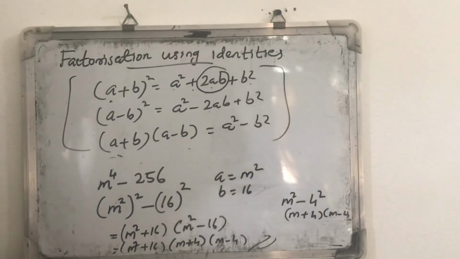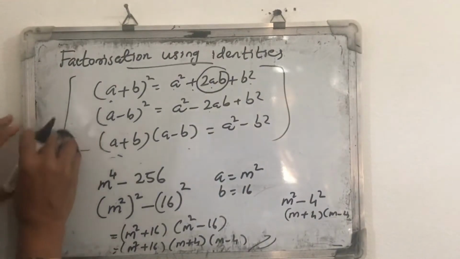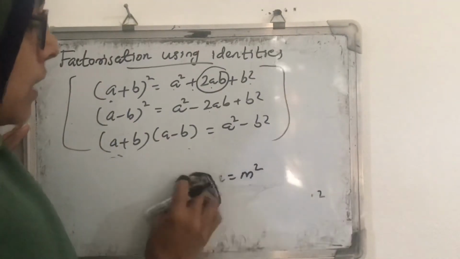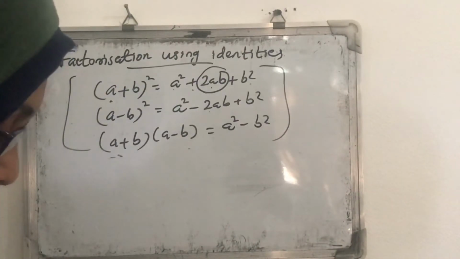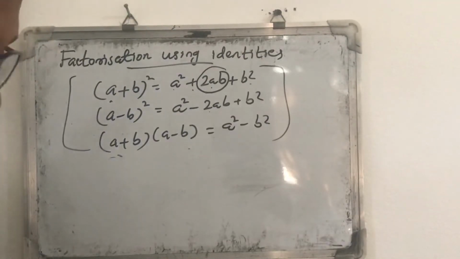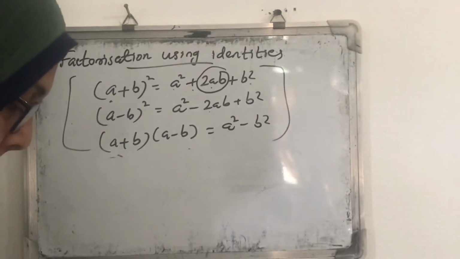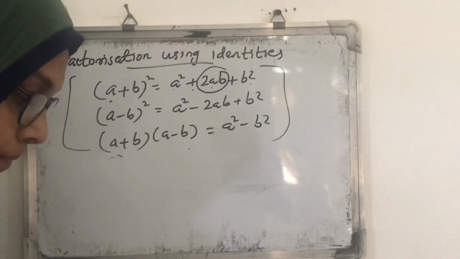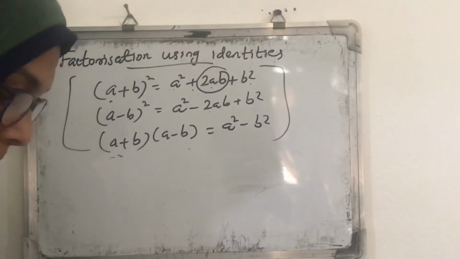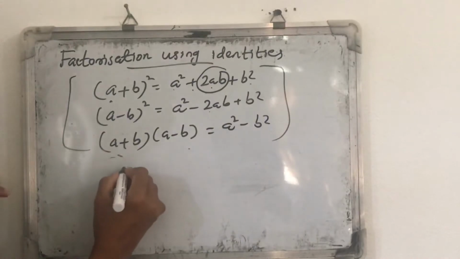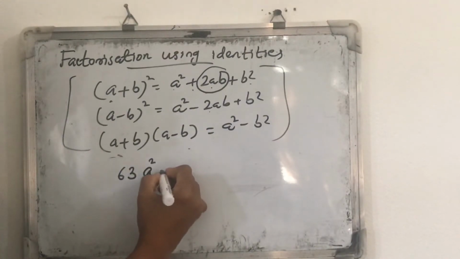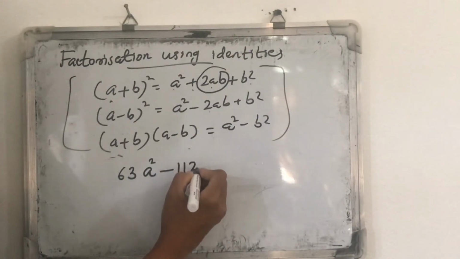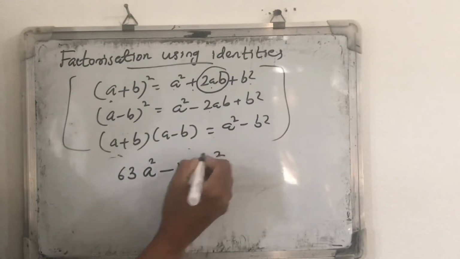So in this way we can do different questions given in the textbook. Now one different question, all are the same type, one different question I will show you. Now you look at this question. 63a square, factorize. All the questions are to factorize the given expression: 63a square minus 112b square.